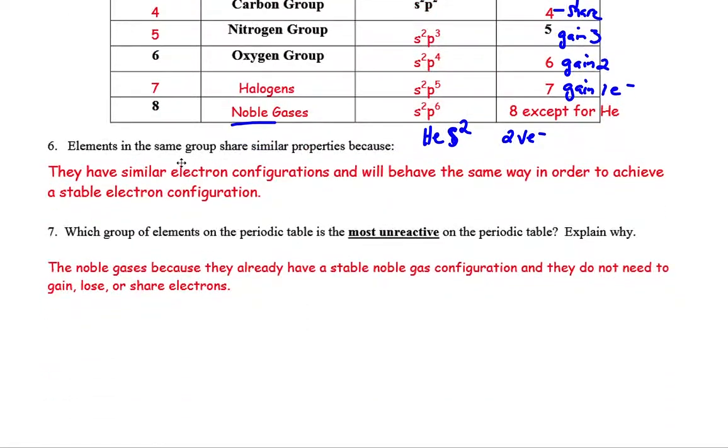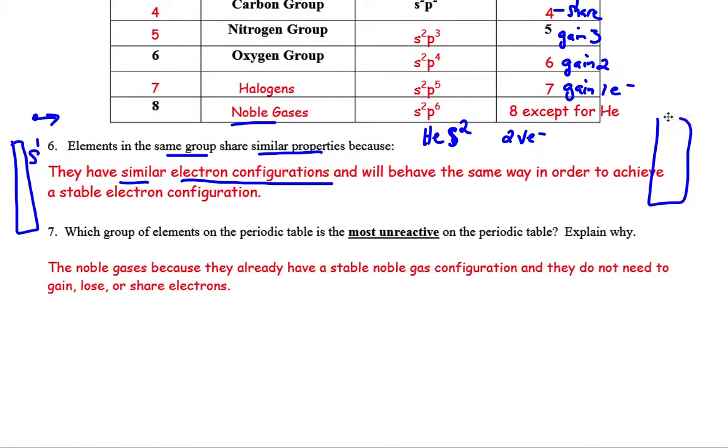Now, elements in the same group, if they're in the same column, that's a group, they're in there because they share similar properties. Now, why do they share similar properties? Because they have similar electron configurations. So every element in group 1 is going to end in s1. 1s1, 2s1, 3s1, all the way down. And because they all have 1 valence electron that they want to get rid of, they're all going to react the same way.